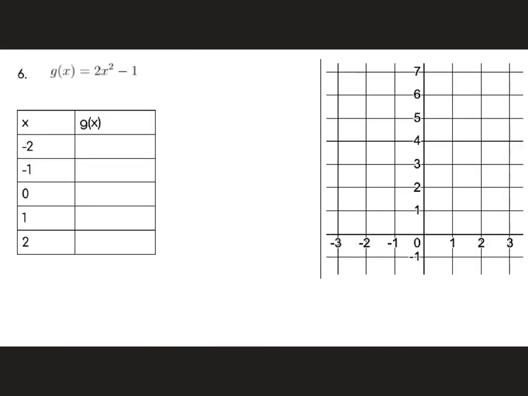So this is the same idea. We plug in those points again. We're going to do 2 times -2 squared minus 1. So -2 squared is 4, times 2 is 8, minus 1. That's not a plus 1, that's a minus 1. I forgot how to read. 8 minus 1 is 7. And then we're going to do the next point. 2 times -1 squared minus 1. -1 squared is 1, times 2 is 2.